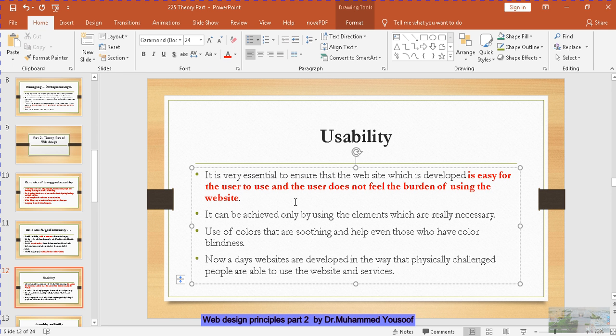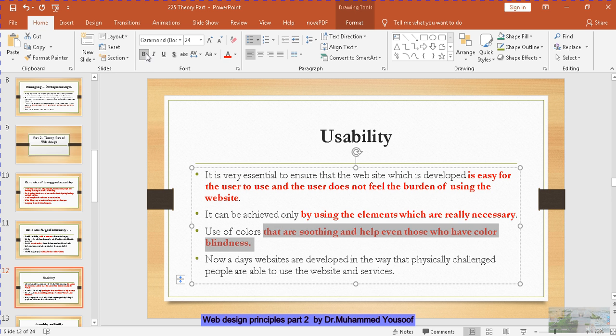If you use some systems or visit some web page and you feel unhappy to use it, this should not be the case with your website. It should be usable by whom? The end user. It is achieved only by using those elements which are necessary. You should not put unnecessary elements in your web design just to show that there are many elements. Use only those things which are necessary. Use colors which are comforting. Soothing means comforting. Even people who have color blindness should be able to see it.